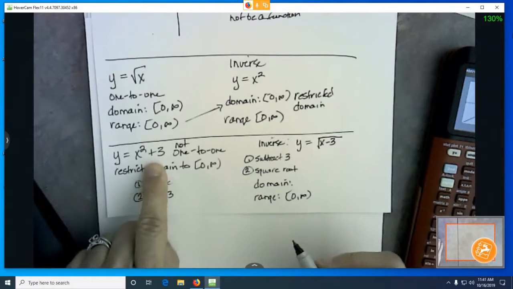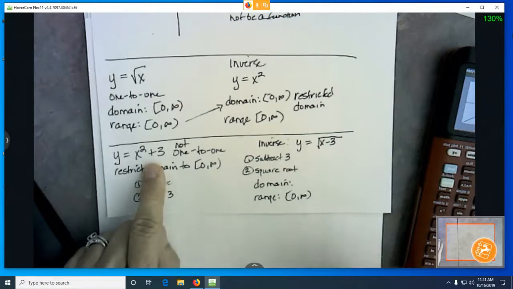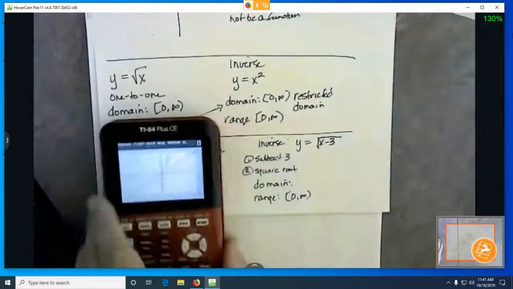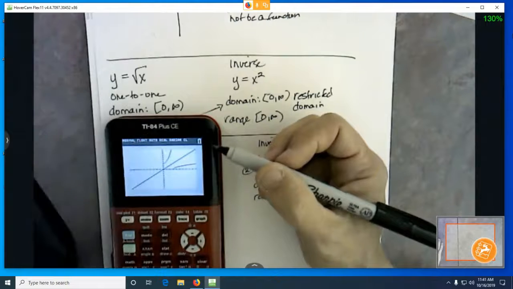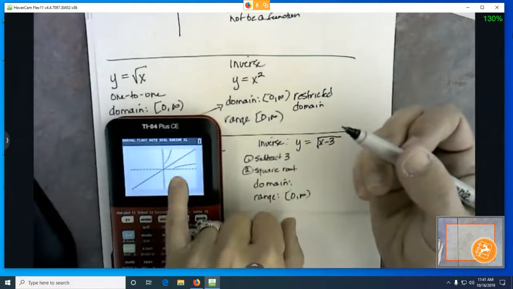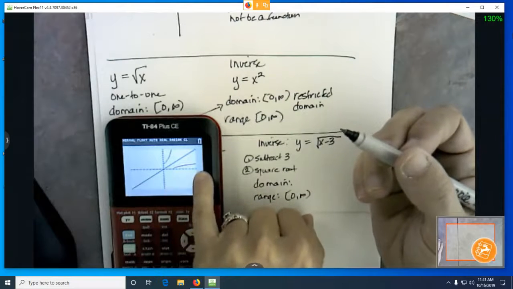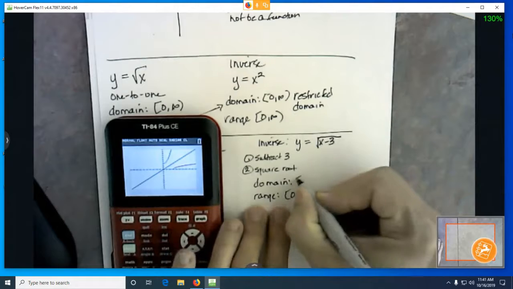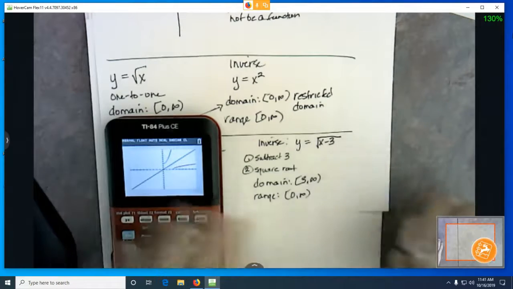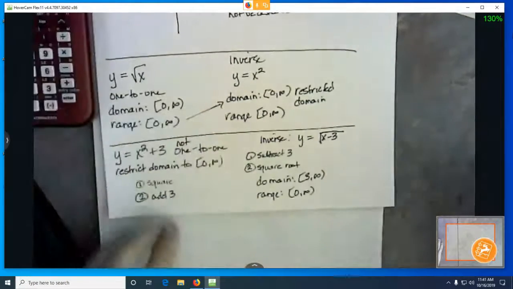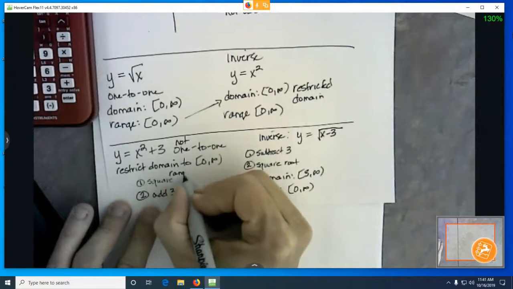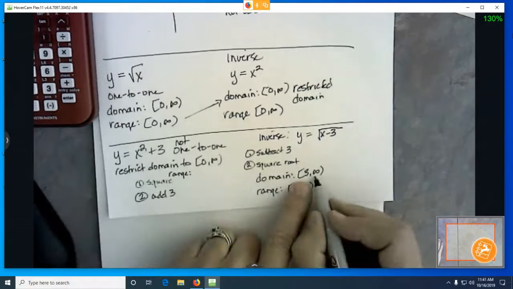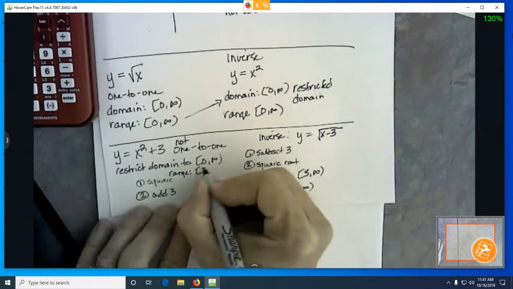We didn't actually talk about the range for this one, but we can see on the graph the range for our original would start at 3 and go up, or we can see the domain for our inverse would start at 3 and go to the right. So our domain for this is actually 3 to infinity. So if we wanted to go back to this and say what the range of this would be, it's going to be the same as the domain for this one.